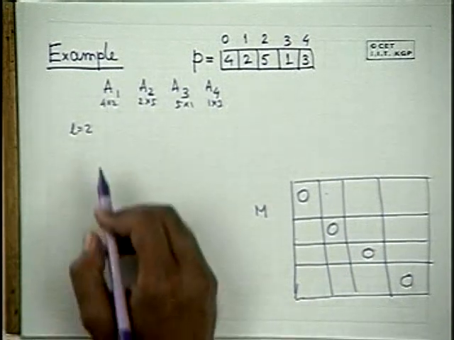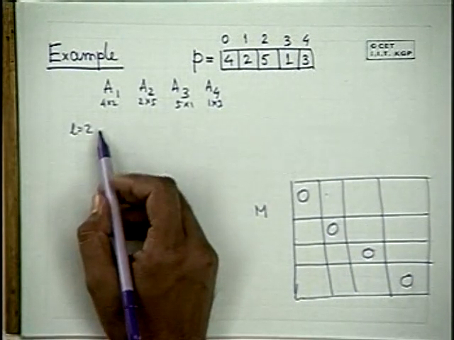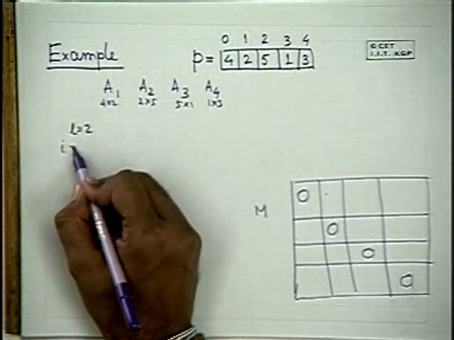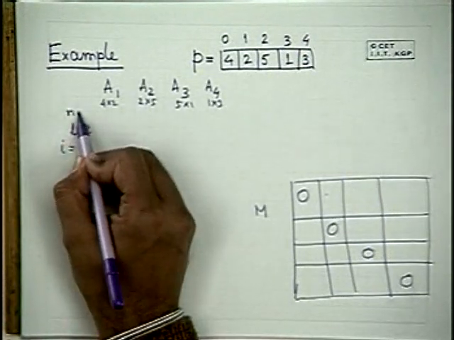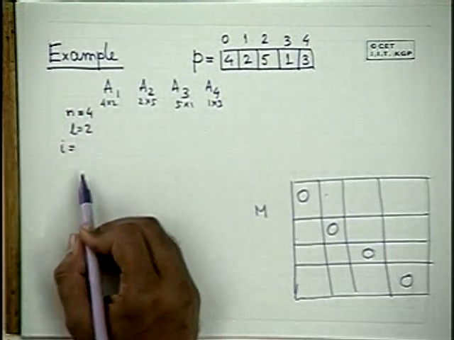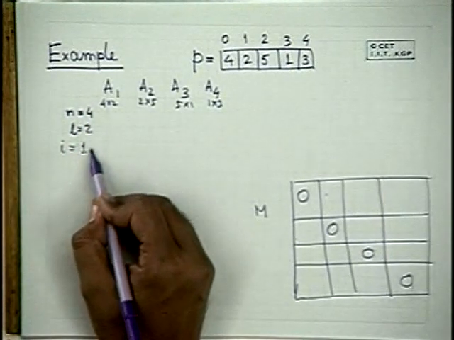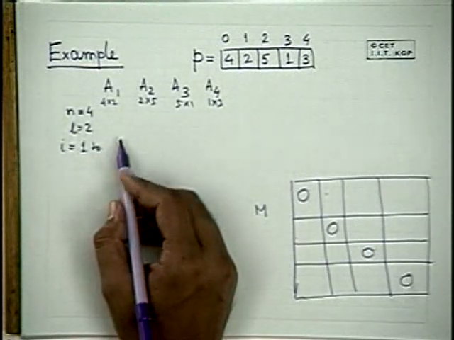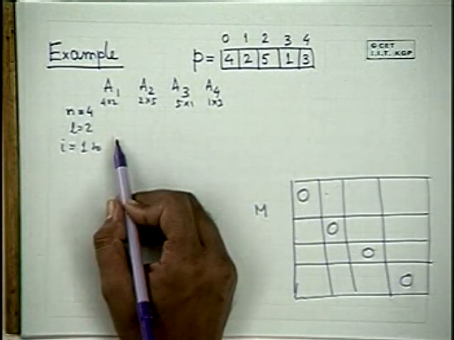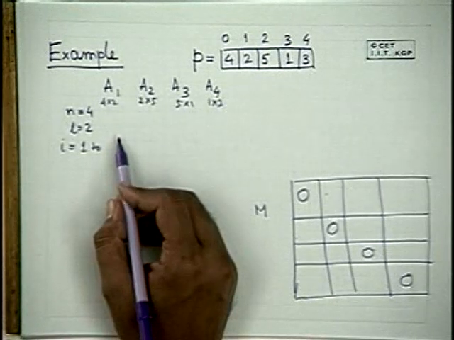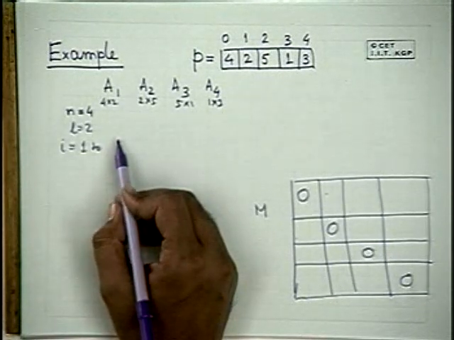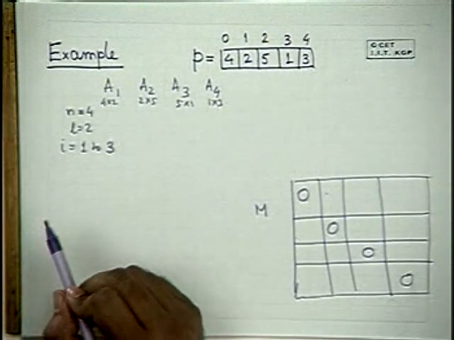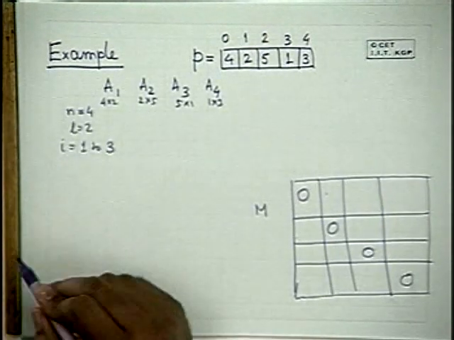Alright. So initially L is equal to 2 and I is running from 1 to n minus L plus 1. What is n? Our n here is 4. So I is running from 1 to 4 minus 2, which is 2, plus 1, so 1 to 3. I is running from 1 to 3.